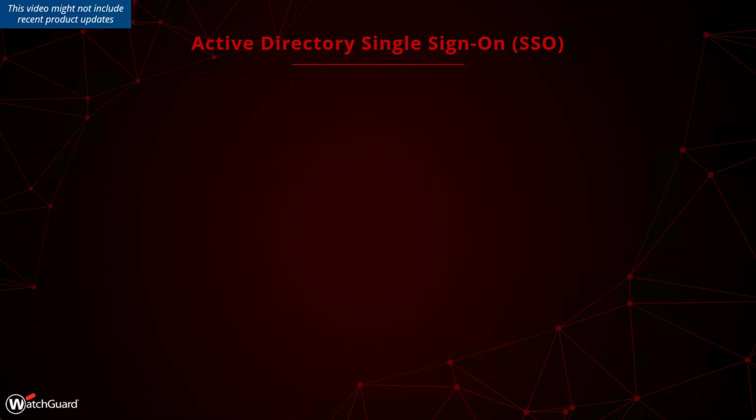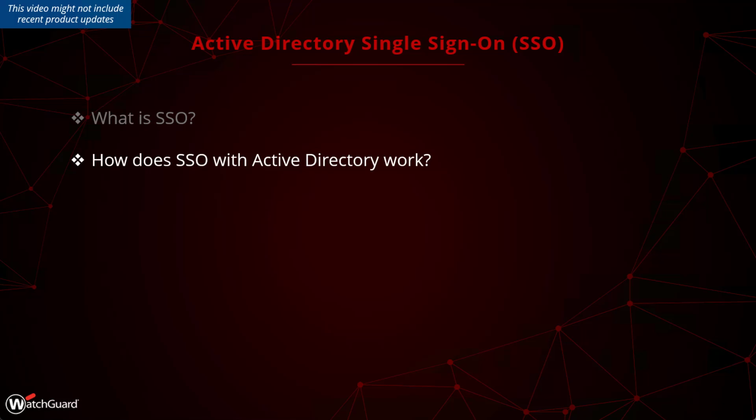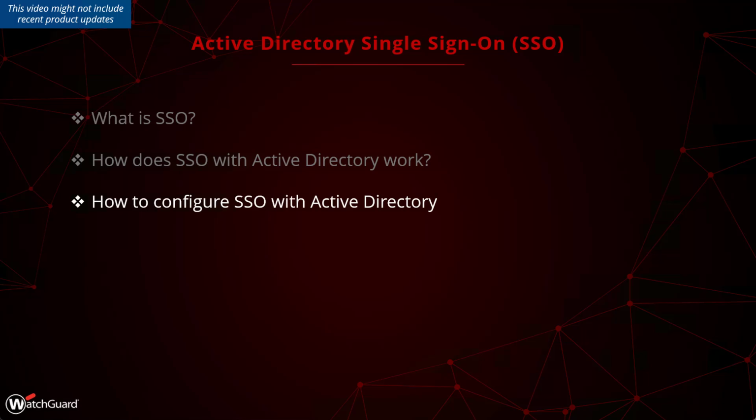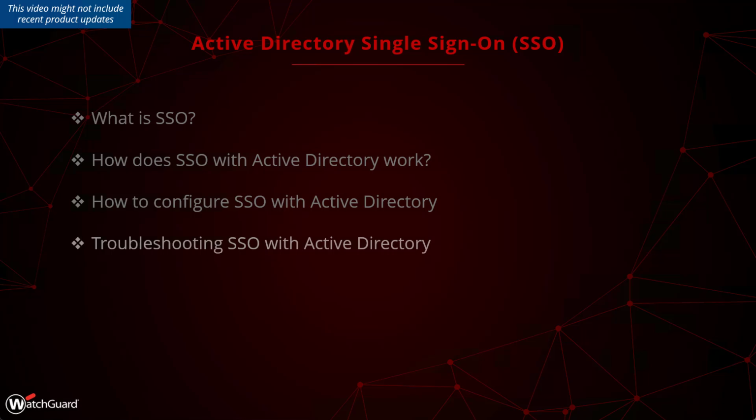In this video, we'll be covering the Active Directory method for Single Sign-On, or SSO. The first item will be to cover what SSO actually is. Then we will move into how to configure it to work with Active Directory. And this involves setting up the software on the Active Directory server and configuring those components. And then lastly, we'll round it out with some troubleshooting.